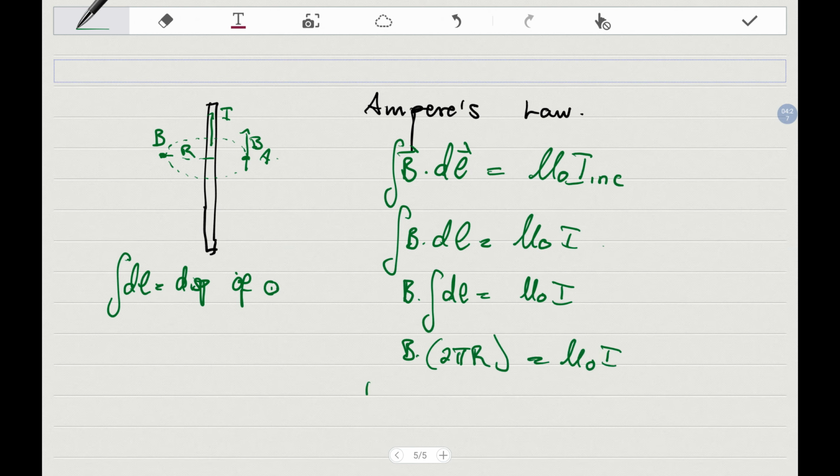So what's B? The magnetic field at any point around an infinite current-carrying wire is equal to mu naught I divided by 2 pi r.